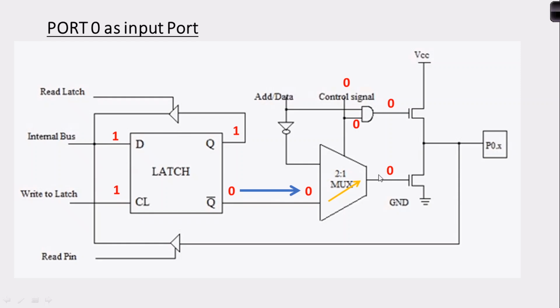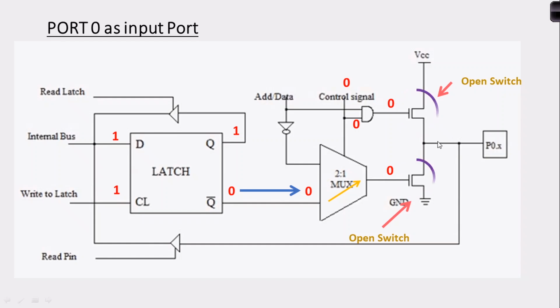Now in this condition, here I have logic 0, and here also I have logic 0, which are the inputs for our MOSFETs. Since it is logic 0, both the MOSFETs will be in the off condition. I'll call this scenario an open switch. So both the MOSFETs are in the off condition, that is, they are open switches.